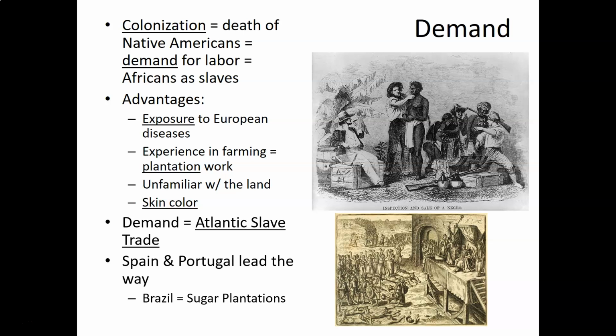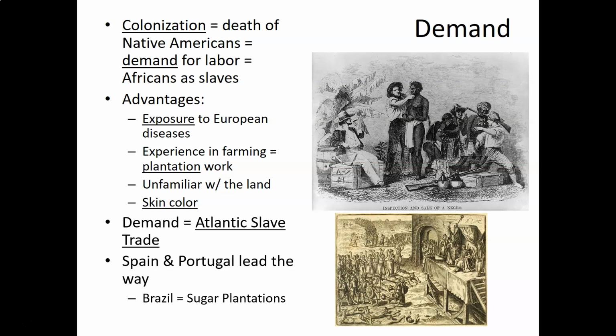3, they're unfamiliar with the land. So if you take the Native Americans, they're familiar with the land. If they escape, they know where to hide, they know where to go. Africans don't necessarily know that. And then 4, and this is the obvious one, skin color. Okay, Africans have a unique skin color compared to the Europeans as well as the natives. You know exactly who they are and why they're there.